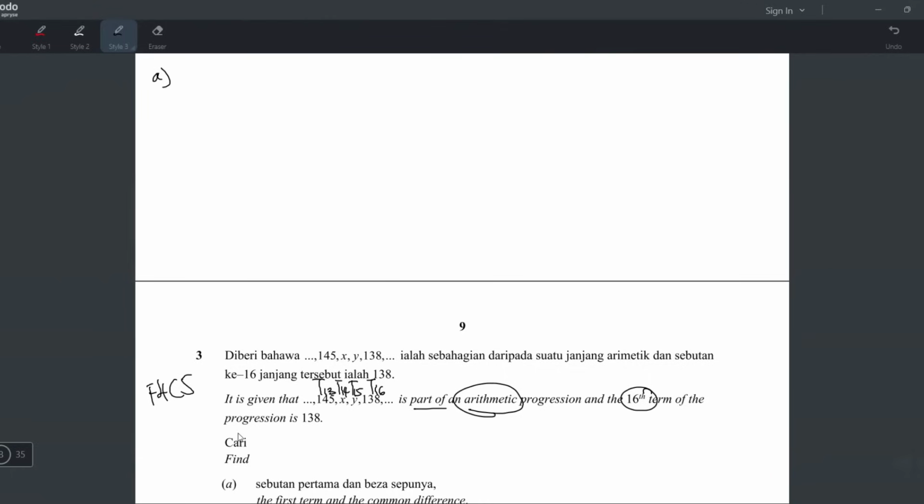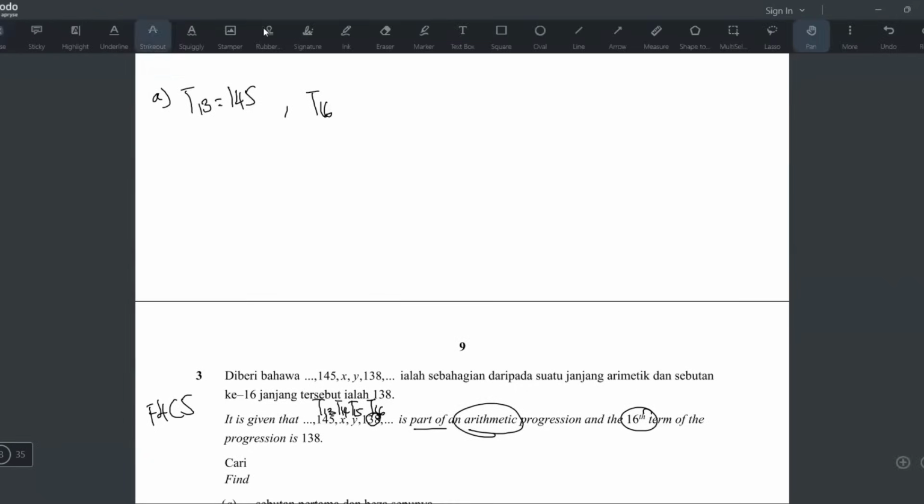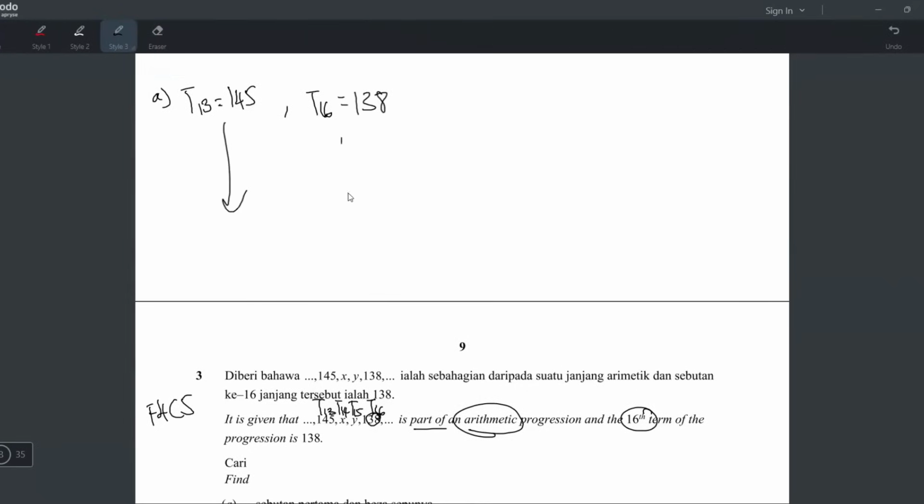So how do I find T1, the first term? Let's see. Okay, we have some information here. We know T13 is 145, right? And then we also know T16 is 138. But the T14, T15, we don't know. They just put XY, right? If they give you the T15, then it's very easy already to find D, because you just take 138 minus Y, then you get the D already. But they don't give XY, right? So why not we just write like this, T16, 138. And then we can do simultaneous later. Yeah, use the Tn formula. But you don't have the A, D. So later you have 2 equations and then do simultaneous.